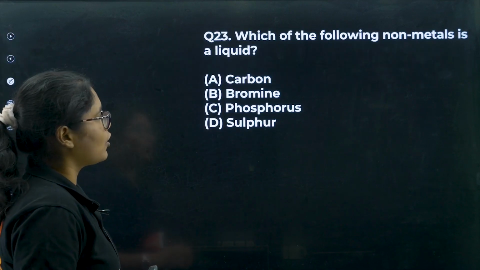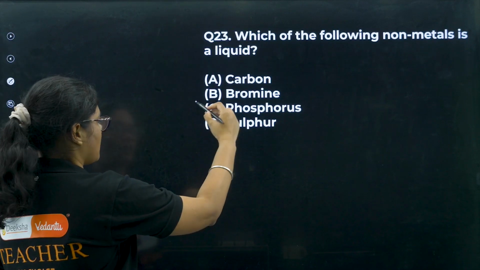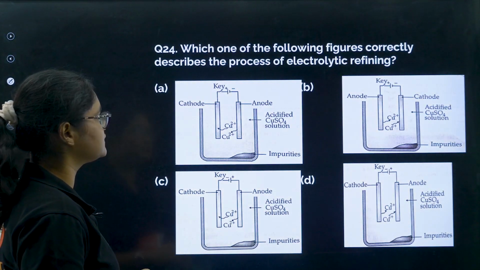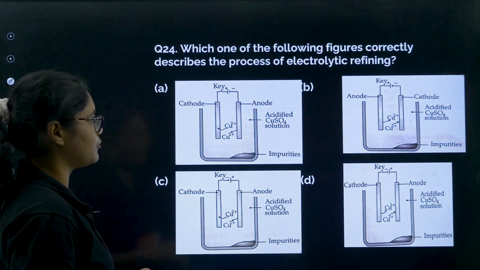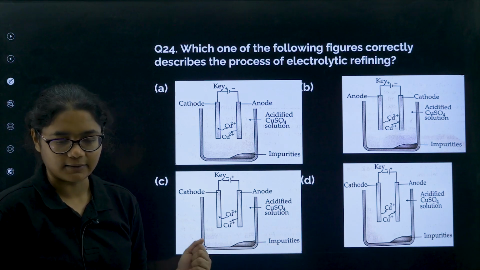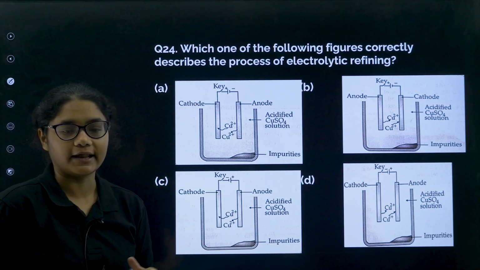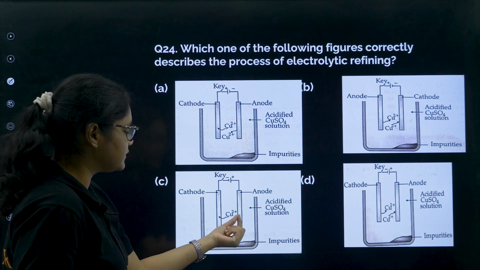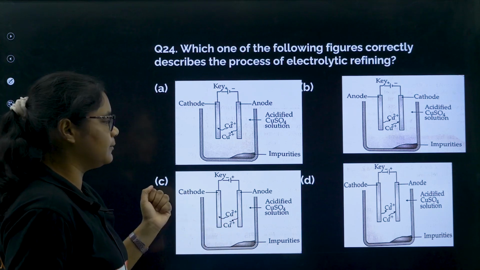Next, which of the following non-metals is a liquid? So that is bromine. Next, which of the following figures correctly describes the process of electrolytic refining? Regarding electrolytic refining, from the anode there should be loss and at the cathode there should be deposit, right?